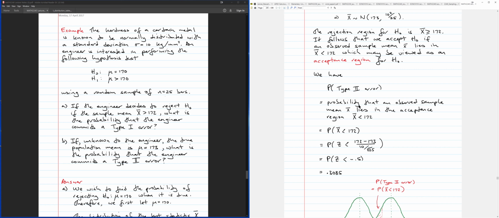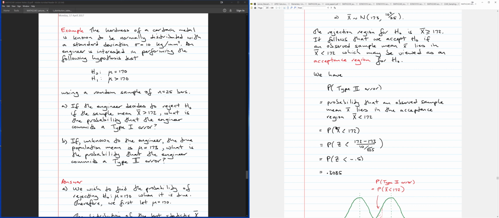Now, what's the probability of not rejecting H0? You reject H0 when the big X bar is bigger than 172. So you're not going to reject H0 when the big X bar is in fact less than or equal to 172, which is what I have over here. So I want to work out this probability.